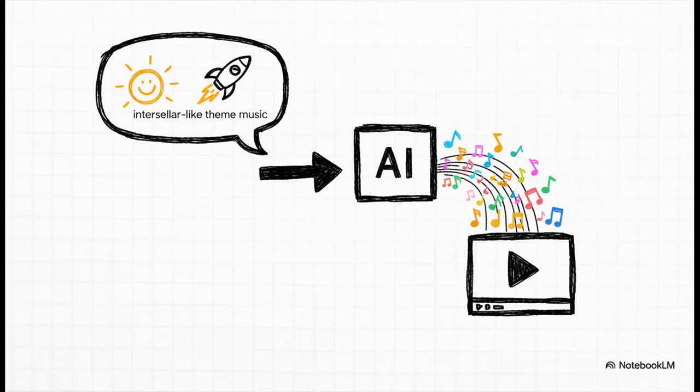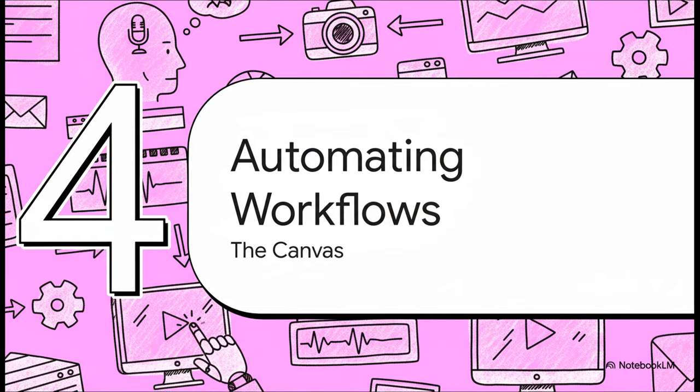And what about music? Instead of spending hours digging through stock music libraries and worrying about copyright, you can just tell the AI to generate a custom, totally royalty-free track for you. You can describe the vibe you want, like upbeat corporate or even an interstellar-like theme, and poof, it just creates it for you. So we have these really powerful Lego bricks, right?